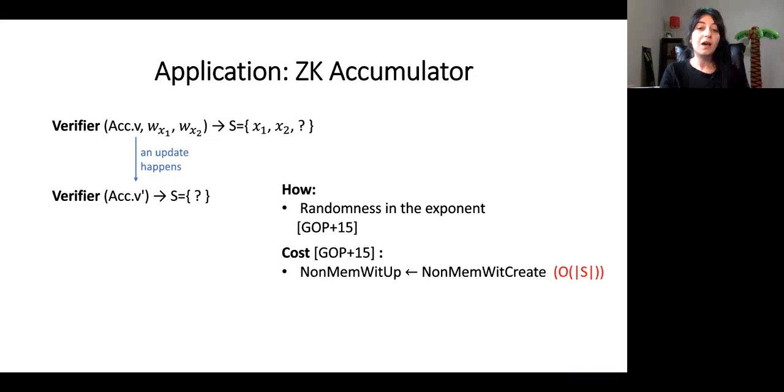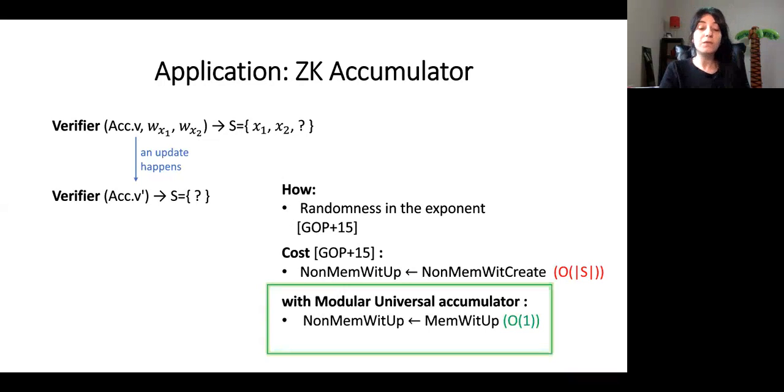We have an instantiation in the pairing-based setting by Goss et al., but unfortunately, non-membership witness update requires a non-membership witness creation from scratch, and this one has a cost linear to the size of the set. So if we use our modular universal construction, we can replace non-membership witness update with a membership witness update and drop that cost back to constant.